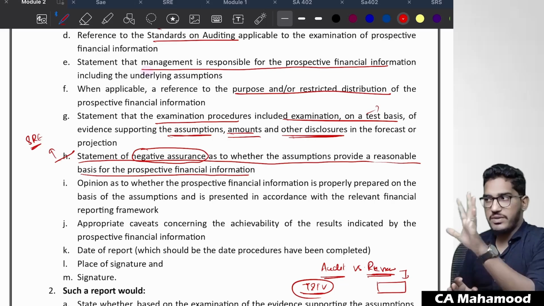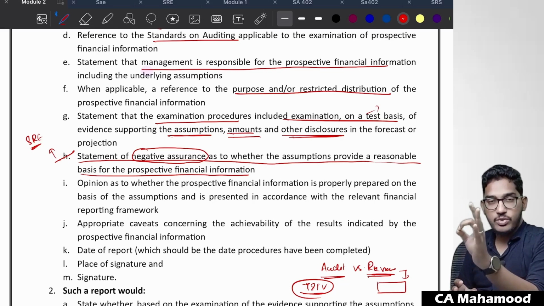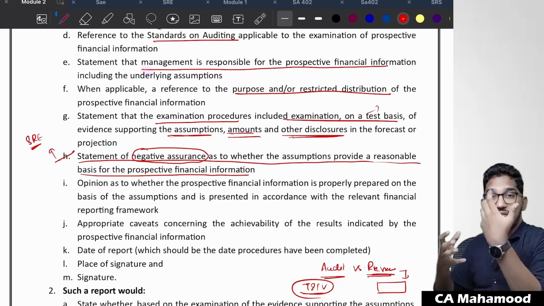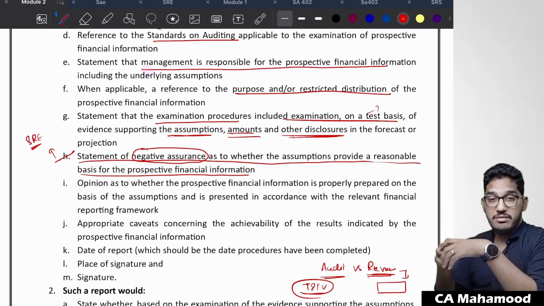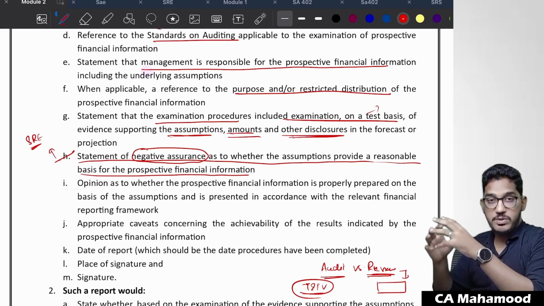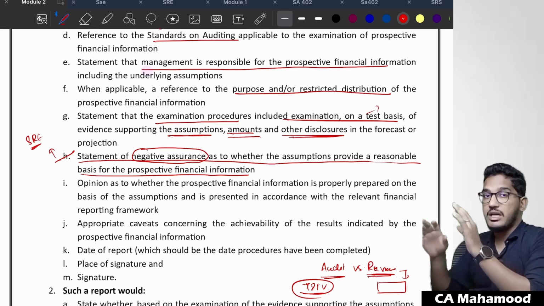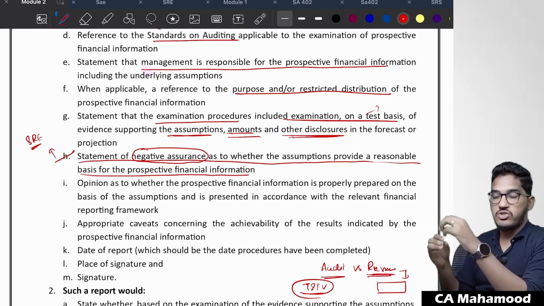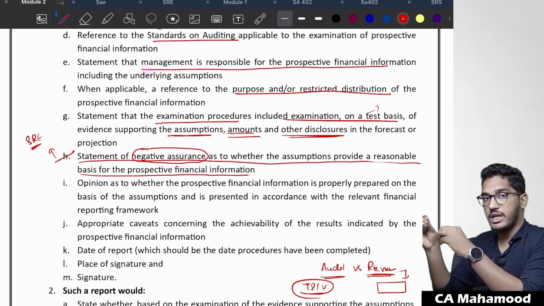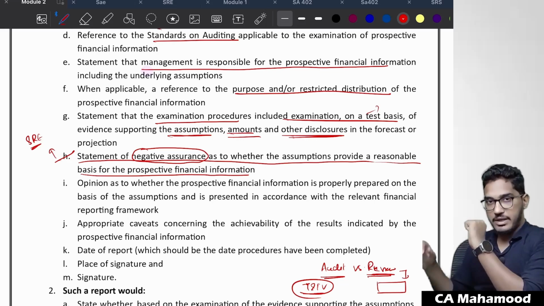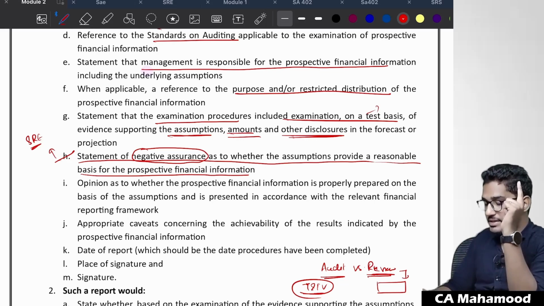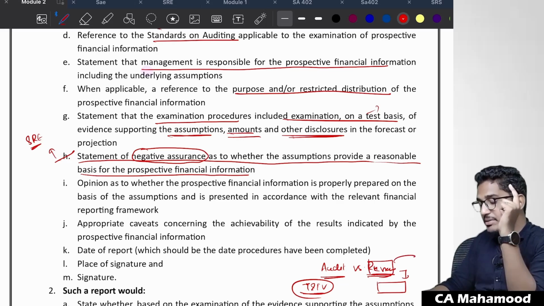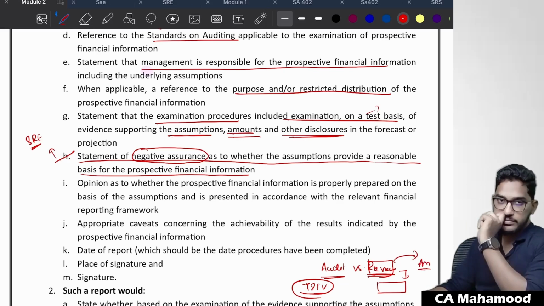So if you are satisfied with everything, you should say, based on our procedures, nothing has come to our attention which makes us believe that assumptions are unreasonable, or that this prospective financial information is not presented properly. No such information has come to our notice. That means you are ultimately telling that prospective financial information is not misleading, but you are trying to say it in a negative way. So we use those negative phrases in the case of review engagement. The same kind of negative phrases we are going to use in the case of assurance engagements also.